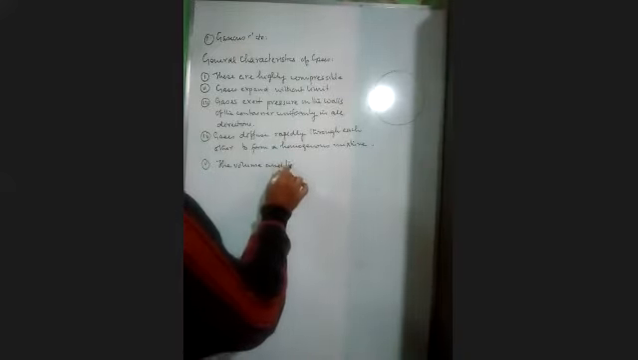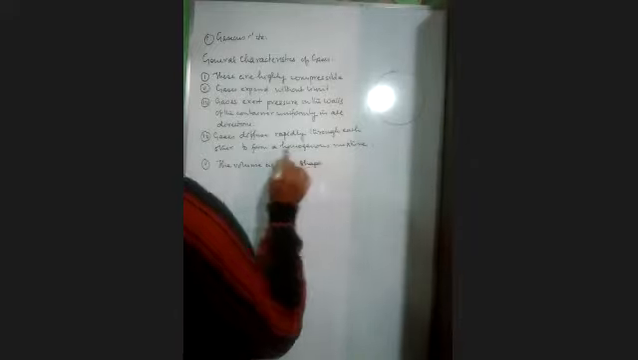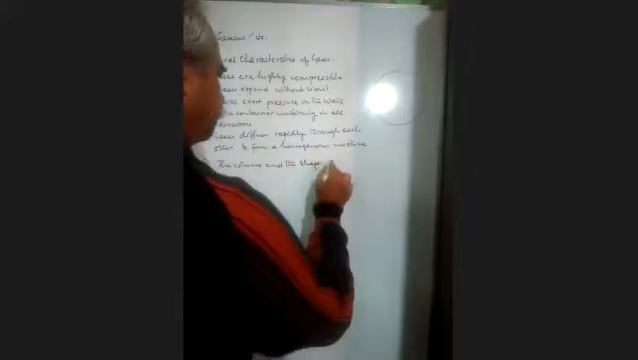The volume and the shape of gases are not fixed. See, this is the difference between solid, liquid, and gas. Solid has fixed shape and fixed volume. Liquid has fixed volume but doesn't have fixed shape. And gases do not have either fixed shape or fixed volume. But what is common with all three states of matter? The common thing is that their masses remain the same.